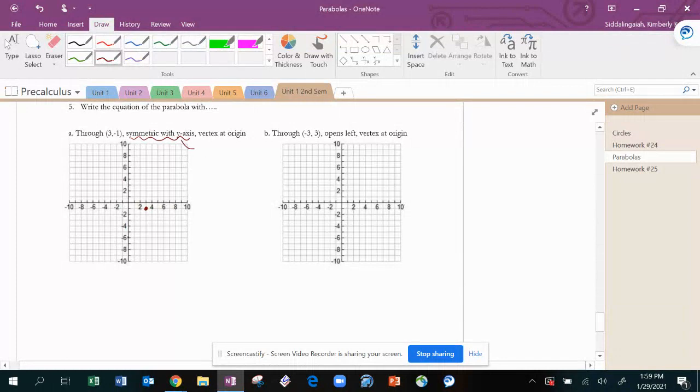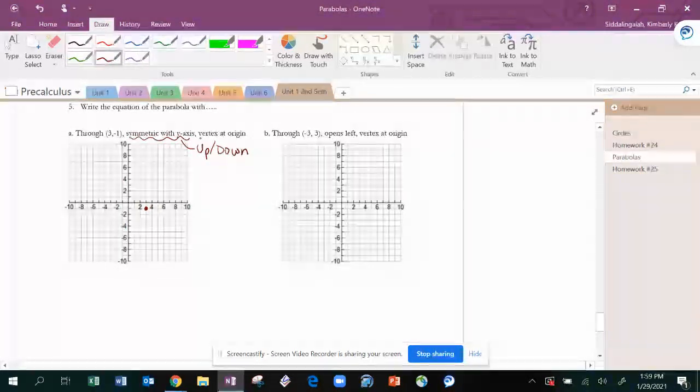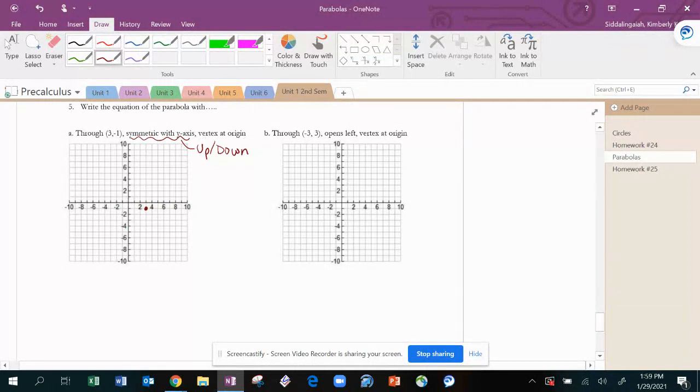This tells me if it's going to be symmetric to the y-axis, I can fold along the y-axis and get the same shape on either side. So this tells me that I'm either going to be opening up or down. Let's look at this last piece and see if it'll help us. Vertex at the origin. Oh, that's awesome. Okay, so vertex is here.